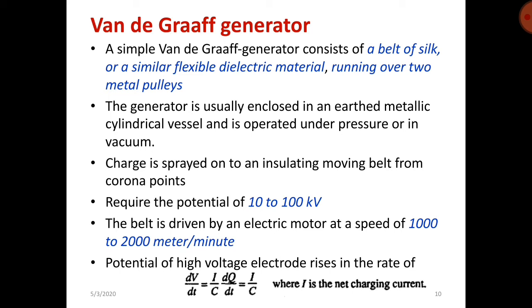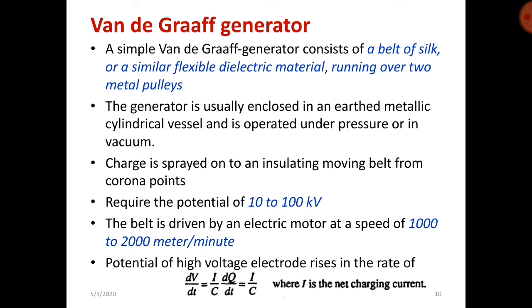A simple Van de Graaff generator consists of a belt of silk or a similar flexible dielectric material running over two metal pulleys, which we have seen in the construction. The generator is usually enclosed in an earthed metallic cylindrical vessel and is operated under pressure or in vacuum. Charge is sprayed onto an insulating moving belt from corona points, requiring a potential of 10 to 100 kV. The belt is driven by an electric motor at a speed of 1000 to 2000 meters per minute.